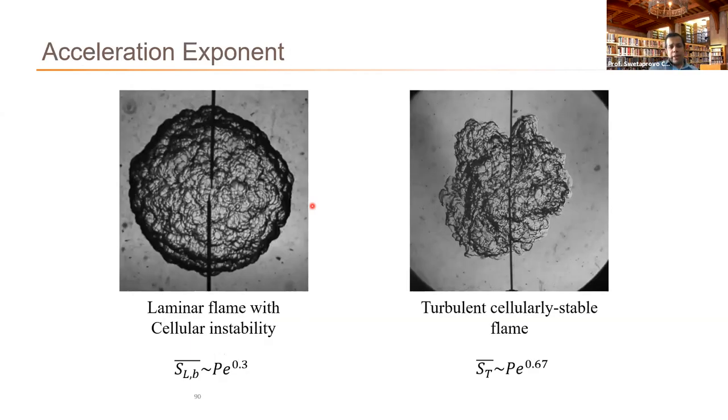So to summarize, for laminar flames which are saturated with cellular instability, the final exponent that you get for the average propagation rate is 0.3, Peclet number to the 0.3. For the turbulent cellularly stable flame in the thin reaction zone regime, the scaling exponent that you get for Peclet number, average R by delta L, is 0.67.